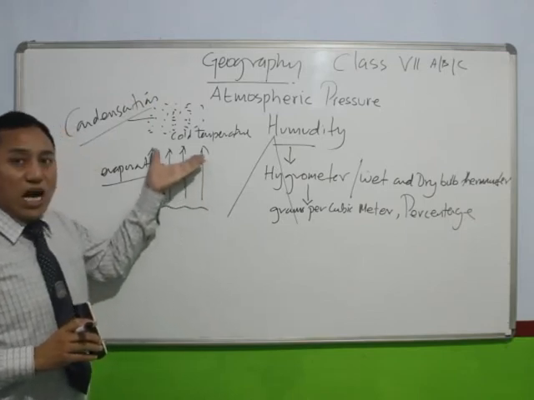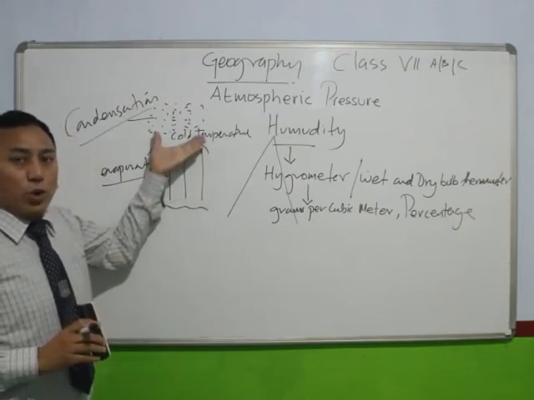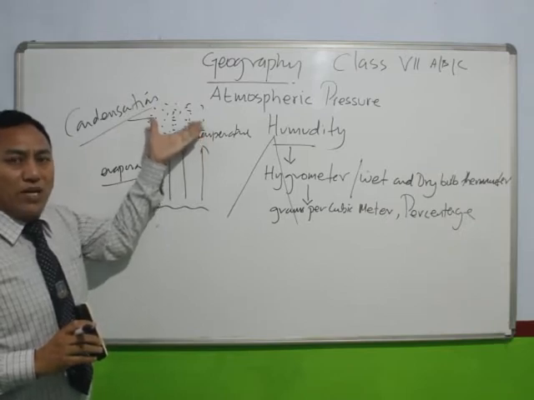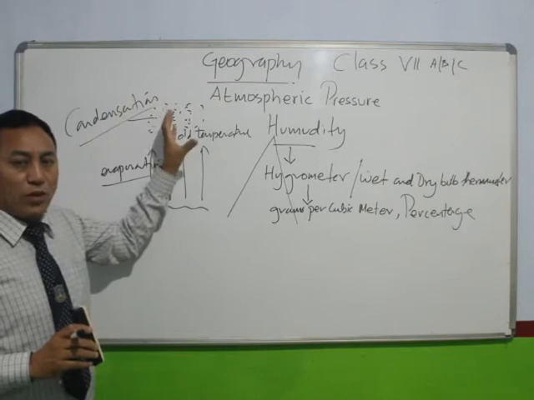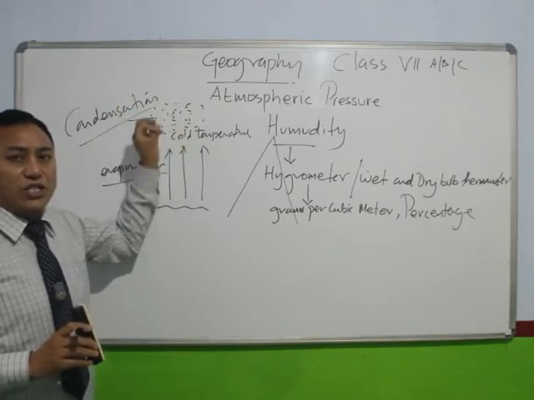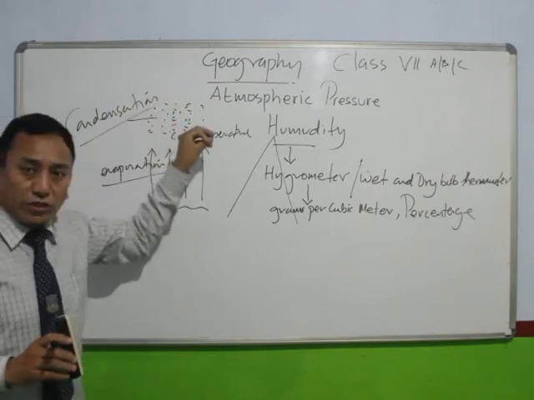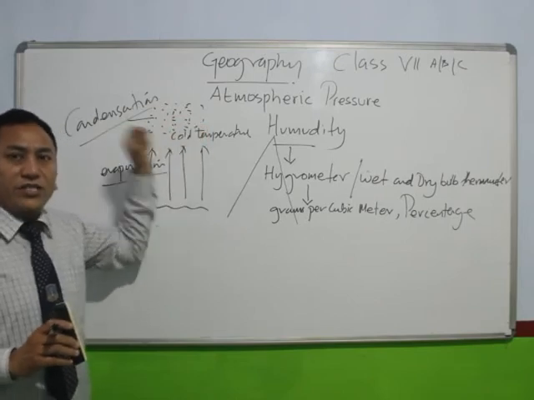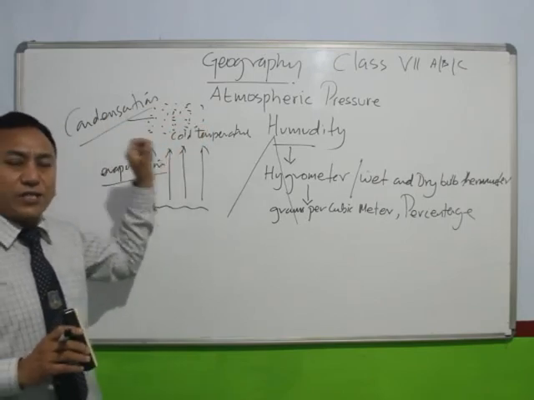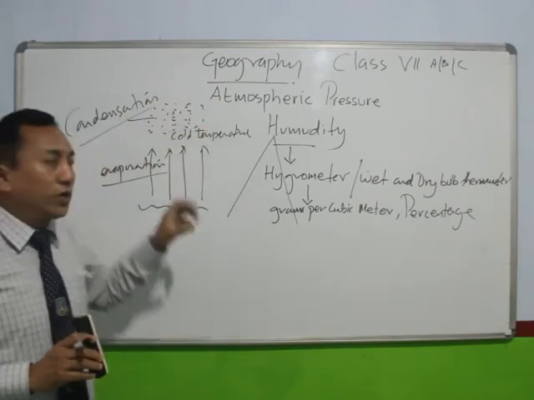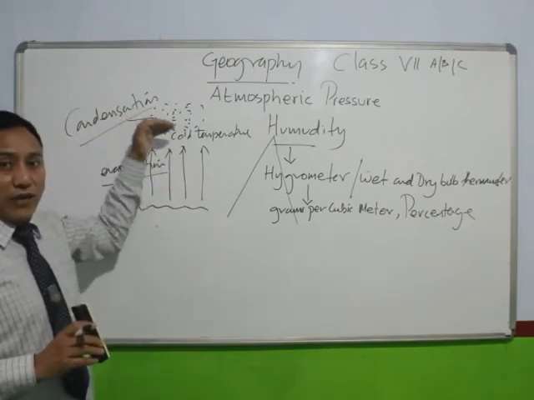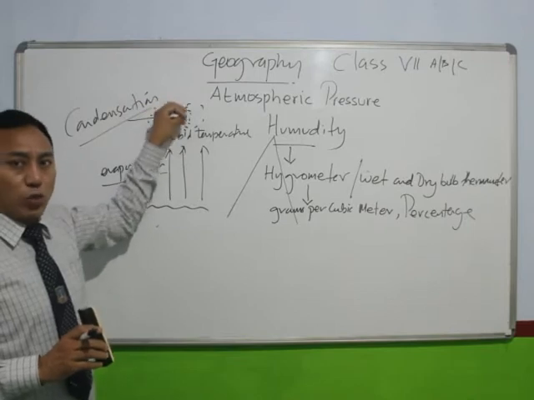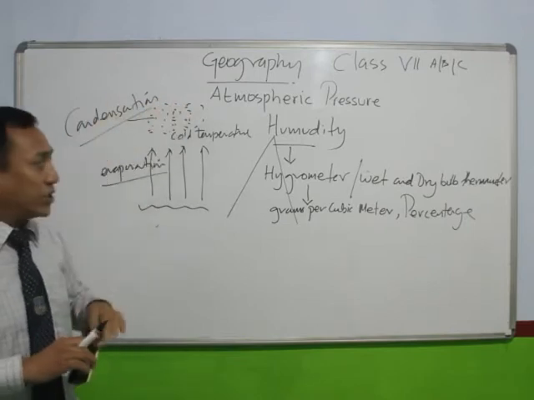As this gas goes higher and higher, it gets colder and colder, and after some time it gets very cold, whereby what happens? Condensation takes place. And therefore, this gas is turned into droplets of water. Condensation is the process whereby gas is converted into liquid. So this water vapor, which is in the form of gas, is turned into droplets of water, which is called condensation.